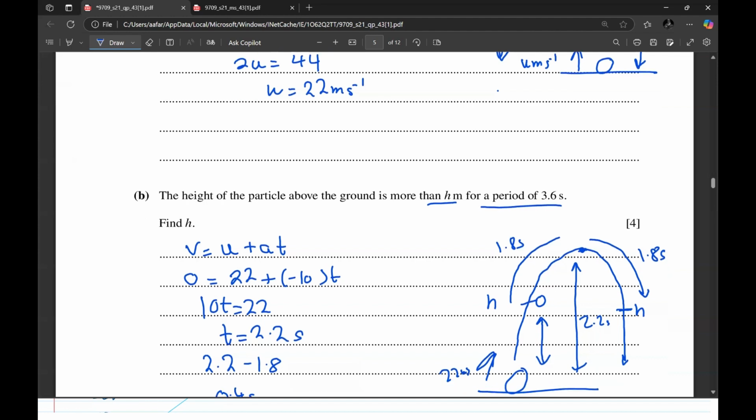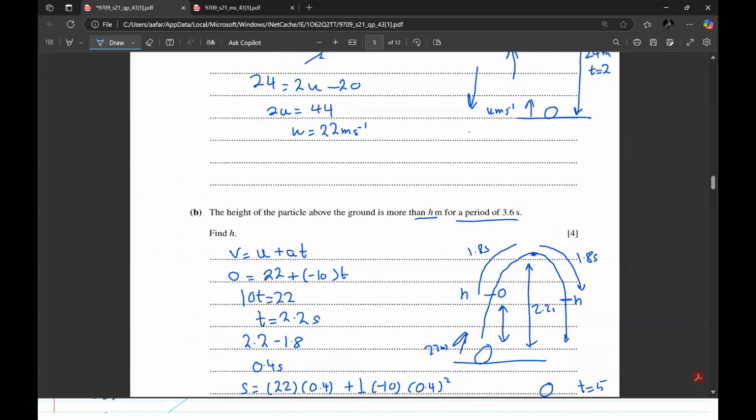So that's the main crucial concept over here. How will we find it? Do you understand this point right here? Like how it is 3.6 seconds above H. Okay. So now it's just simple.